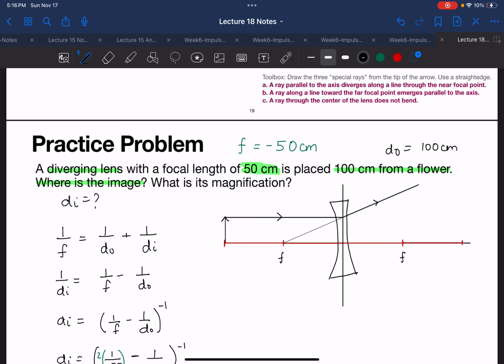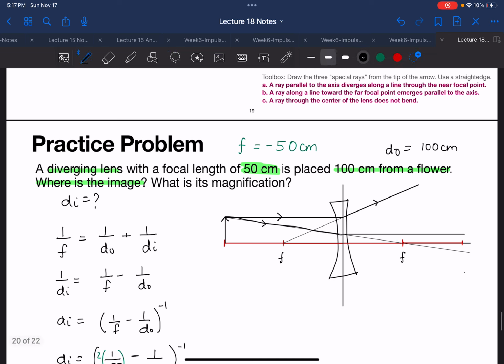Then the next ray is a ray along the line towards the far focal point. So I know I'm going to need a line going through the far focal point, so I'll just draw a dim line going through there. So the incoming ray is following this up to the lens. Oops, this is a little harder to draw. So there it is. And then it's going to come out parallel to my optical axis. So it comes out parallel to the optical axis.